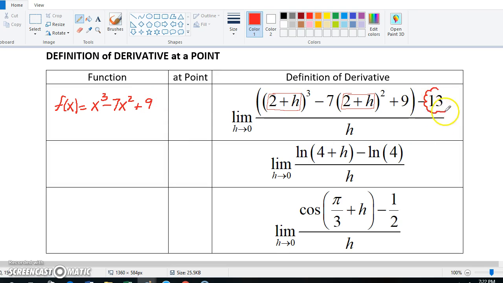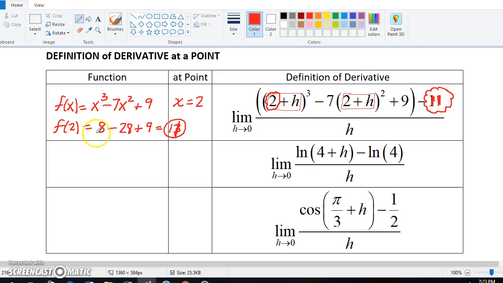Okay, what is this 13? Where did that come from? Well, at what point am I finding the derivative? According to this story, it's at x equals 2. What is f of 2? It's 8 minus 28 plus 9. That happens to be 13. Or did I do that wrong? That would be 20. Oh, it should be 11? Okay, my bad. That should be 11.